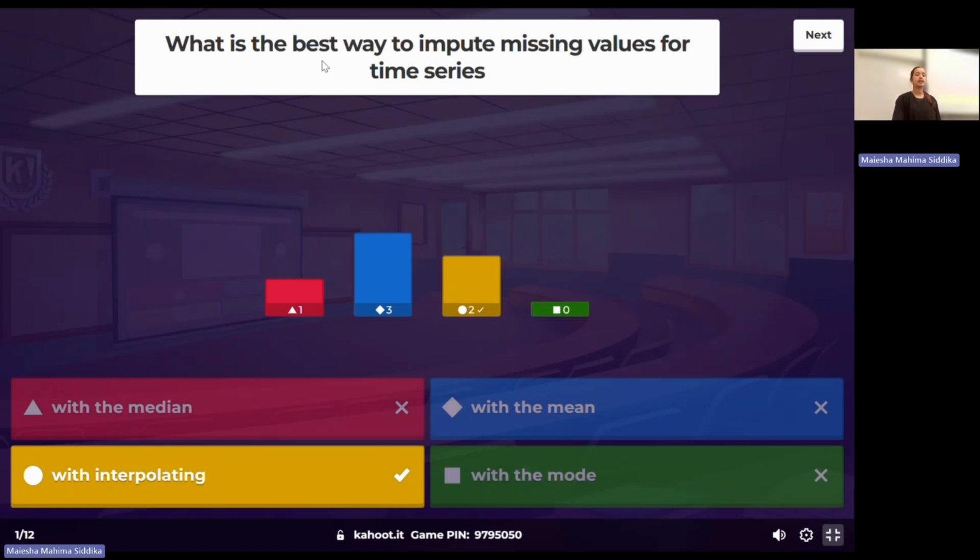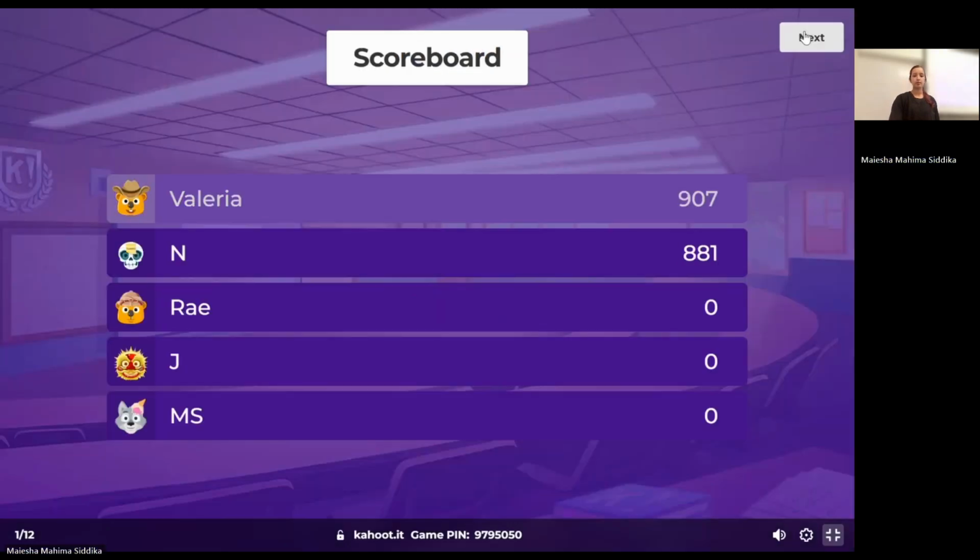Okay, so the keyword here is the best way. Often we do use linear interpolation. However, mean is another suitable value as well. Well done, Valeria.